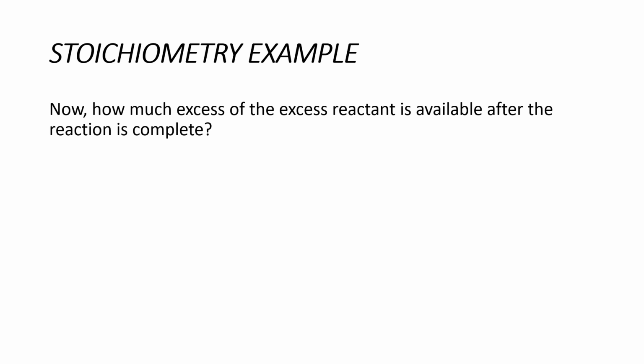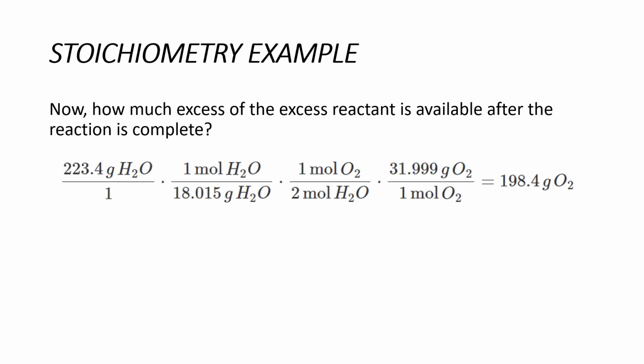So we have to kind of go back. We have to use the smaller value that we got, which was 223.4, and convert that grams of H2O to grams of O2. So it's like going in reverse. Once again, we convert grams of H2O to moles of H2O, then we use the mole ratio to find moles of O2, and then we can find grams of O2. And you get 198.4 grams of O2.